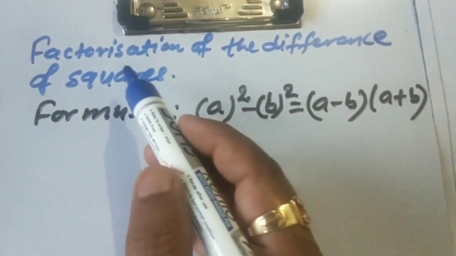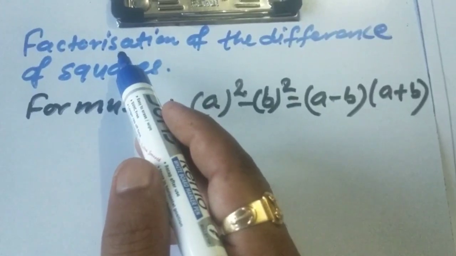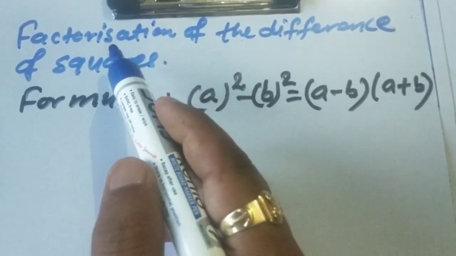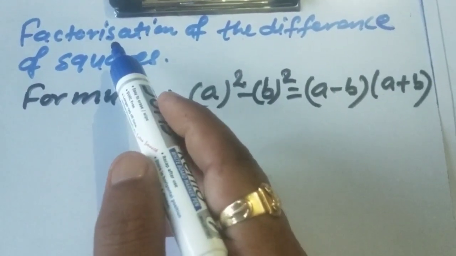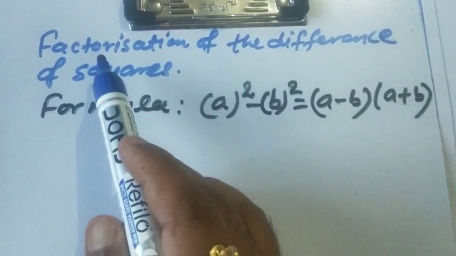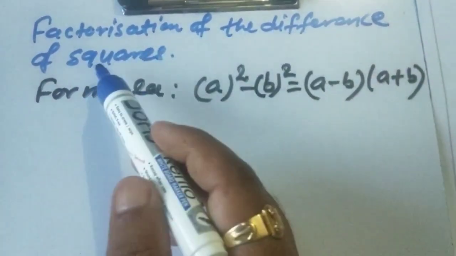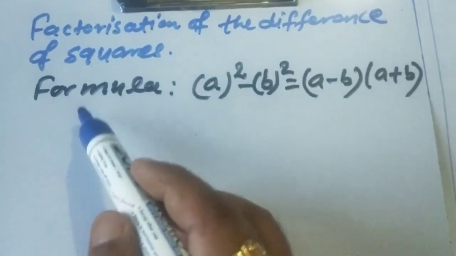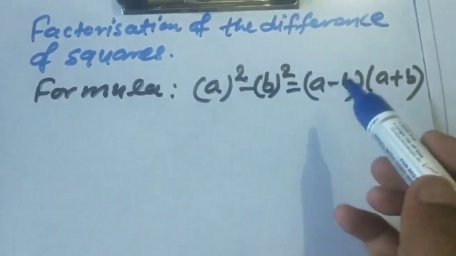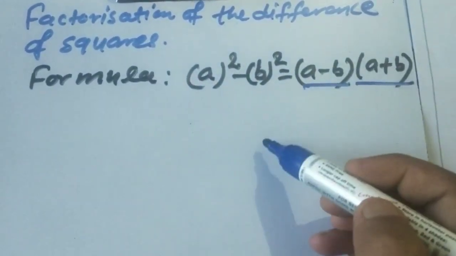नमस्ते बच्चों, today I am here with the next topic of your chapter polynomials and the factorization of polynomials. So today we will discuss the factorization of the difference of squares, and the formula is a the whole square minus b the whole square is equal to a minus b multiplied by a plus b.